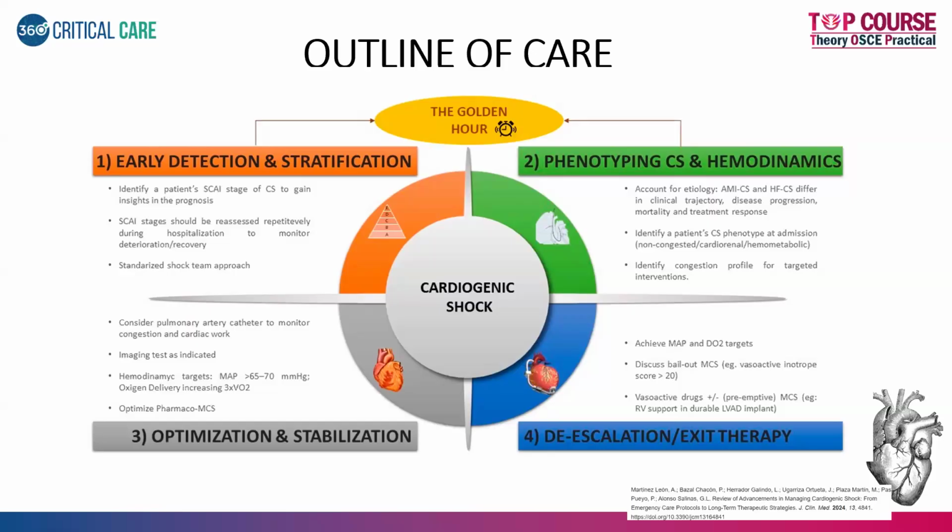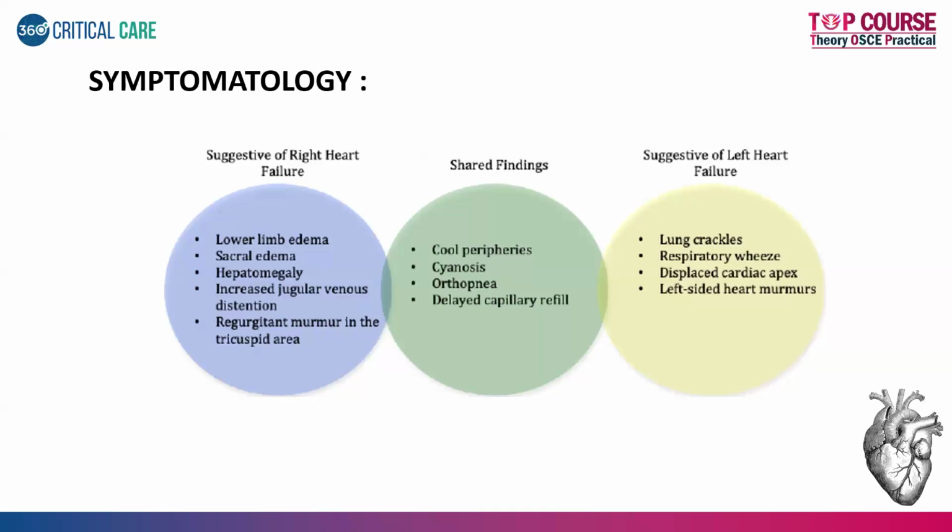So symptomatology when a patient presents to you with cardiogenic shock is usually related to whether it is right-sided failure or a left-sided failure. And usually there are shared findings also, which are seen. And this symptomatology is something that we have been reading for a long time. Right-sided heart failure usually is secondary to congestion, probably due to congestive hepatomegaly, raised JVP, regurgitant murmur, or it can also lead to dependent edema.